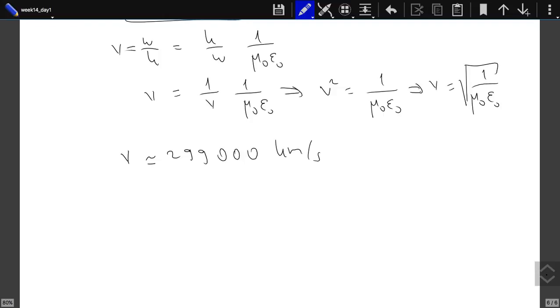Mu 0 also changes from medium to medium, but not much. I mean, the changes in mu 0 are typically of the order of 1 part in 10,000.